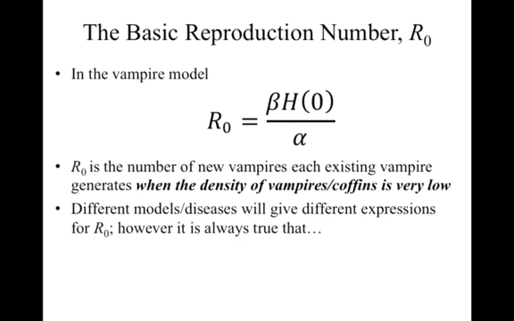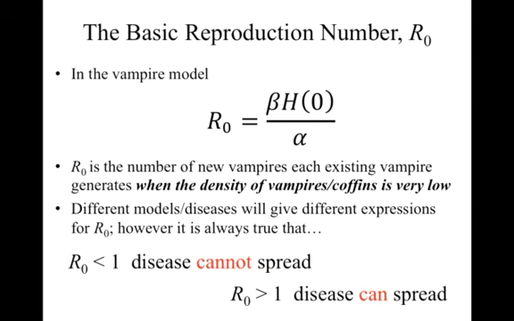Different disease models will give you different expressions for R naught. They're not always as simple as this particular expression. However, it's always true that when R naught is less than 1, the disease cannot spread. In other words, in that case, the disease-free equilibrium is stable. The disease or the vampirism does not take off. However, when R naught is greater than 1, vampirism or disease can spread. In other words, the disease-free or vampire-free equilibrium is unstable. You end up moving away from that equilibrium. All right.